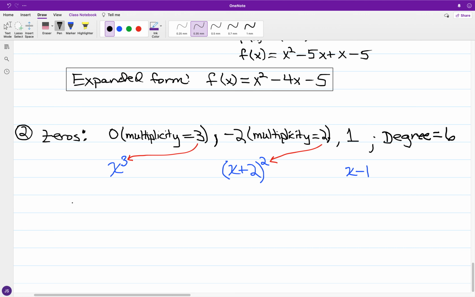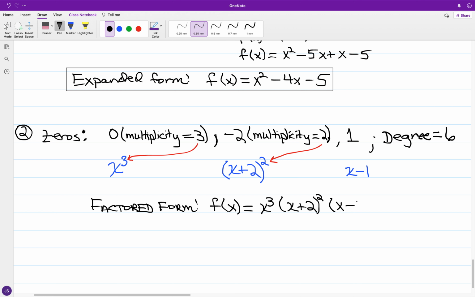So we have as a factored form of f of x, f of x is equal to x to the third times x plus 2 raised to the second, and then we have times x minus 1.